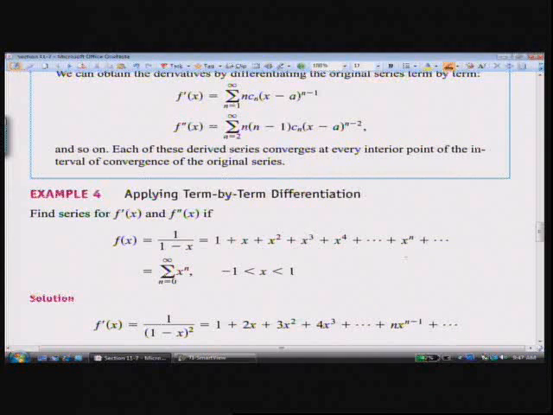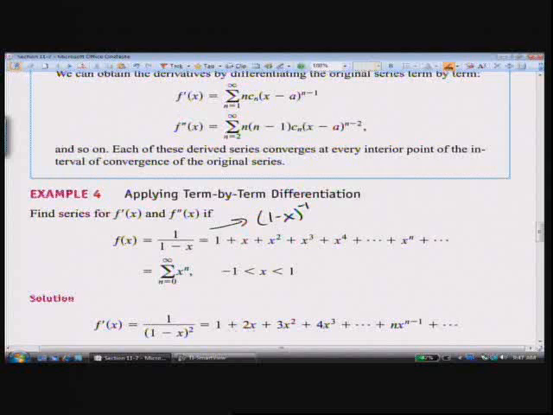You could write it as 1 minus x to the negative 1, right? The negative 1 comes in front, 1 minus x to the negative 1 minus 1, which is negative 2, times the derivative inside, which is negative 1. So that's why it's positive 1 over 1 minus x squared.